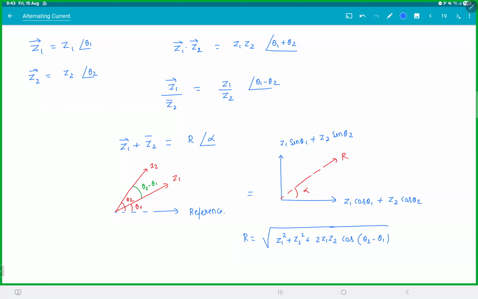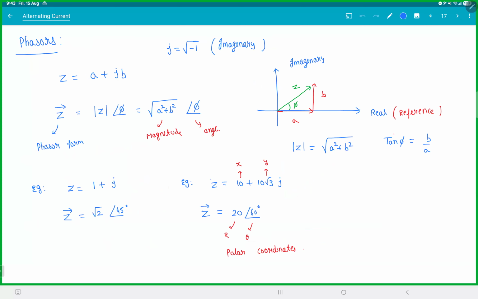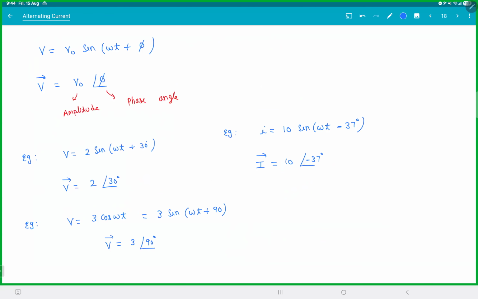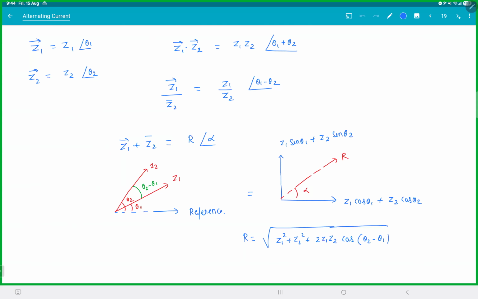Multiplication and division are easy. Addition and subtraction are a little painful. Clear with this? So now you know how to write a phasor. If you get a complex number, you can write a phasor like this, magnitude into angle. If I give you a sine function, that also I can write as a phasor, amplitude into angle. And this is what you do when you multiply, divide, and add. All clear with this?